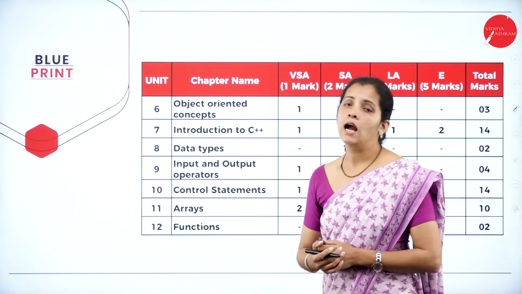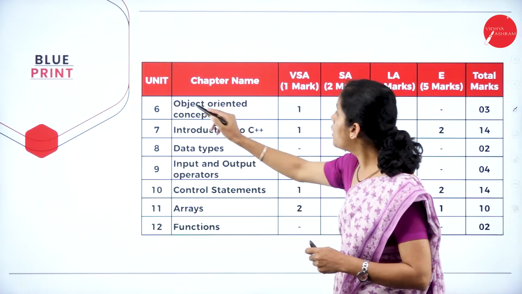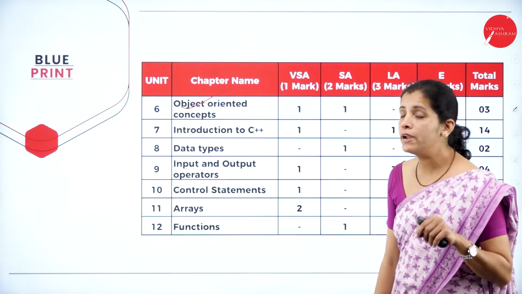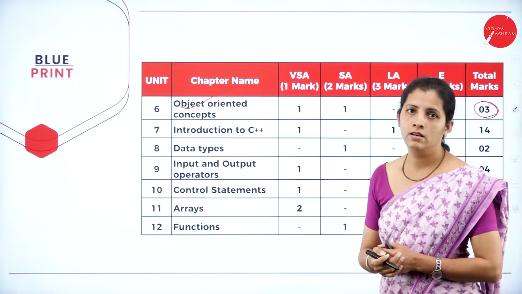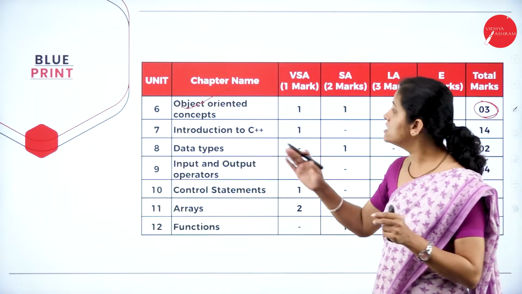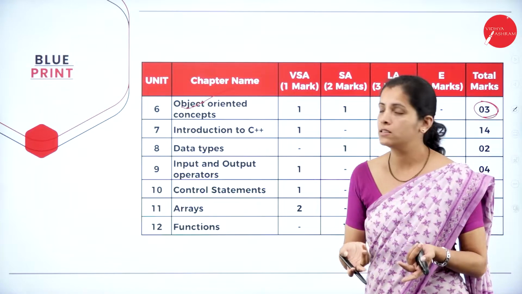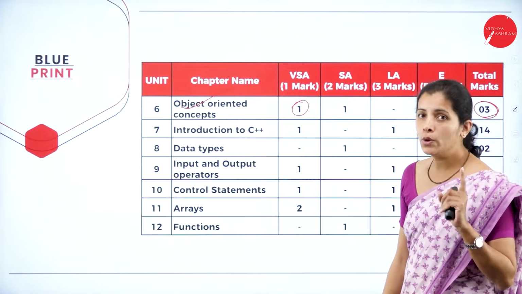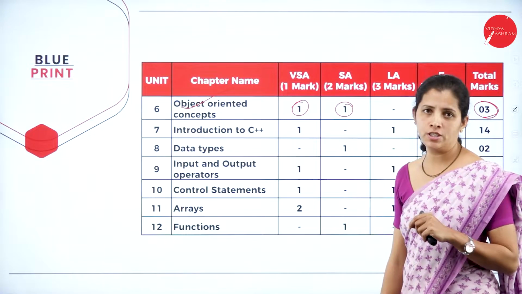Moving further, I'm going to the 6th chapter, that is object oriented concept. What's the weightage of this chapter? Only 3 marks. If you study this chapter, you can score only 3 marks, so here you can attend only one 1-mark question and one 2-mark question.